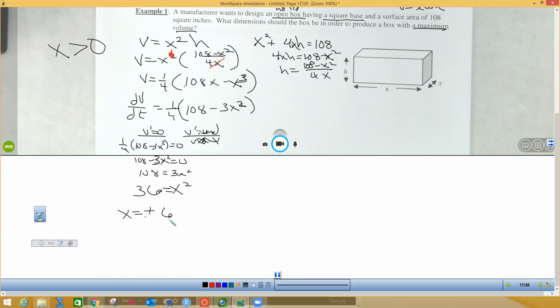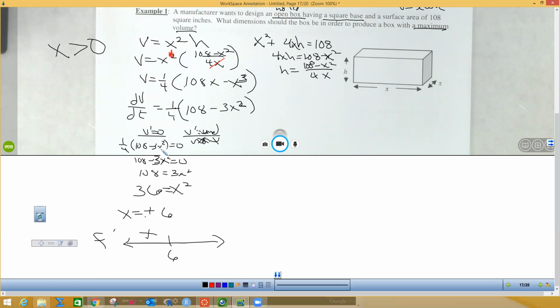Now our goal is to find out, is this going to be our max or min? So what I would recommend we do is the first derivative test. So I'm going to put a 6 here, and I need to put a number less than 6 in here to this equation to find out what kind of number I get. So let's put 1 in here. So 108 minus 3 would give me a positive number, so this is positive.